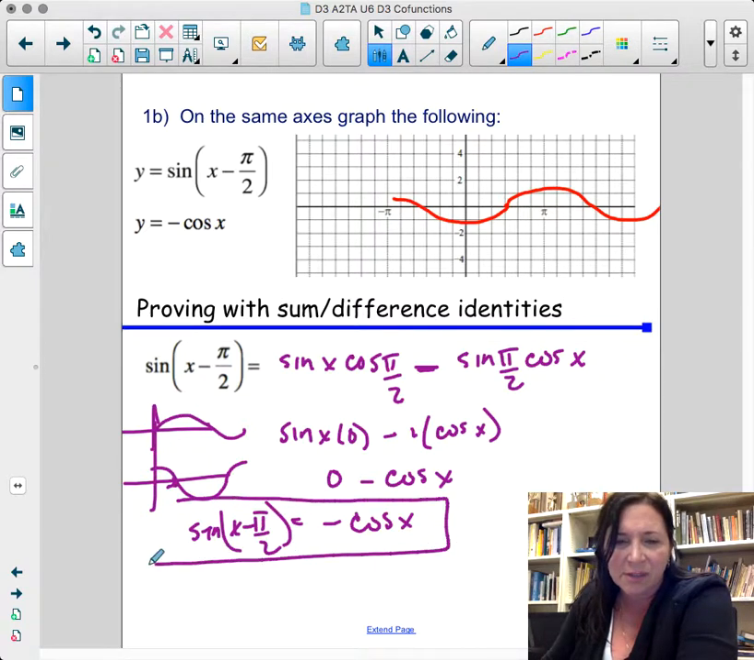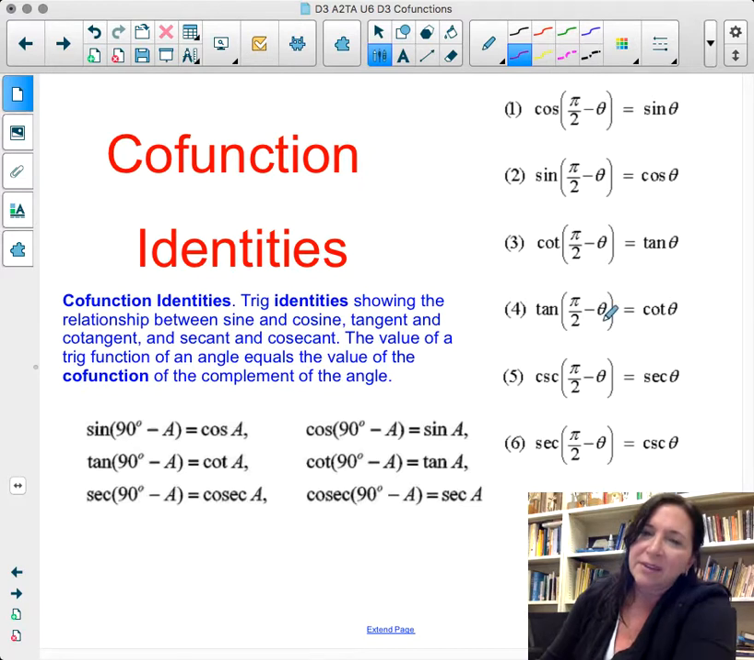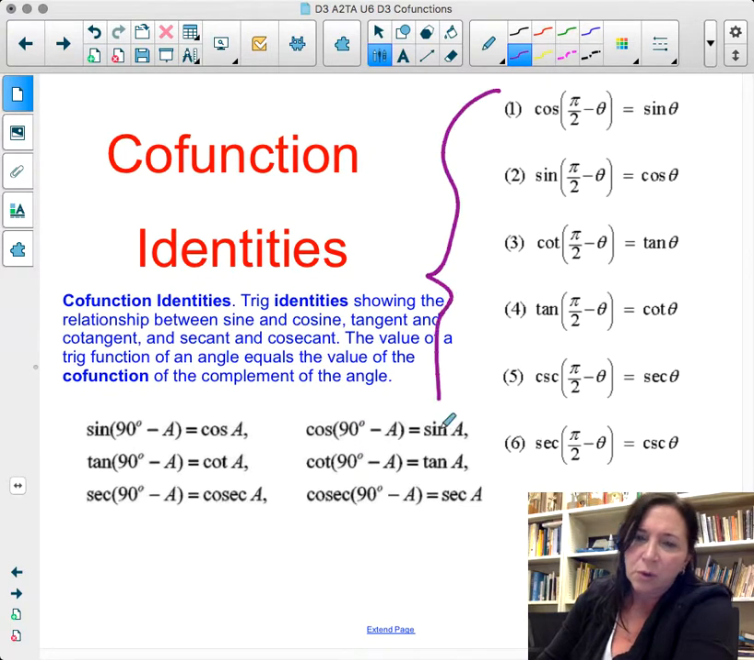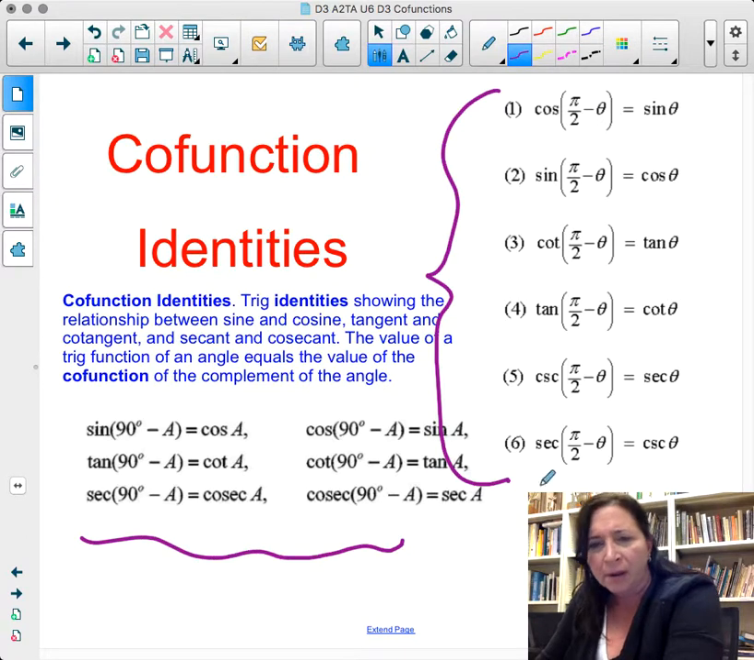So we just proved this cofunction. Okay, that's amazing. So there are all of these really super cool cofunction identities. And you can write them like this. You can write them like this.